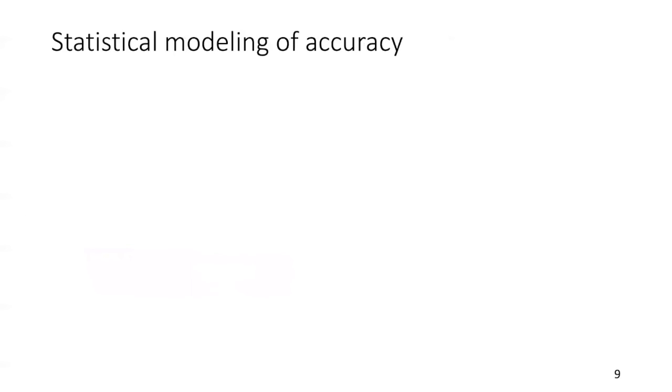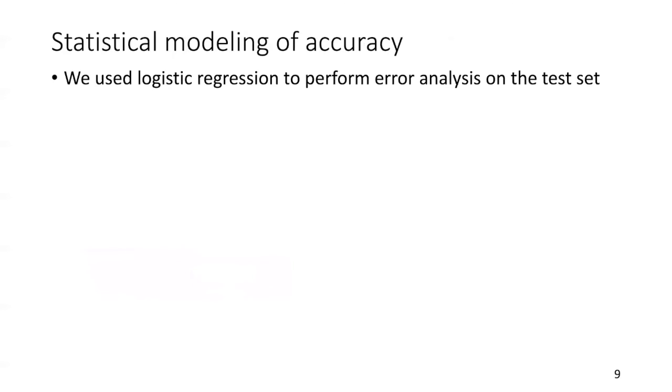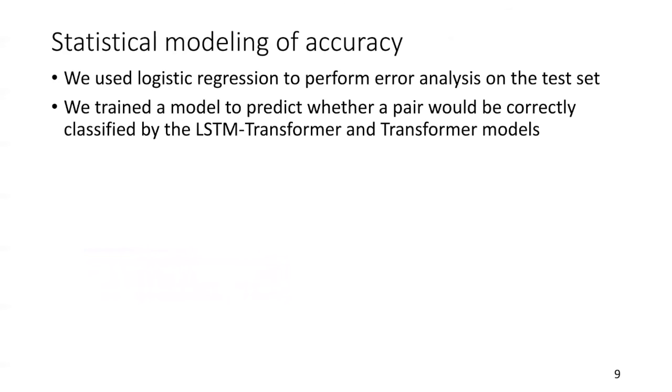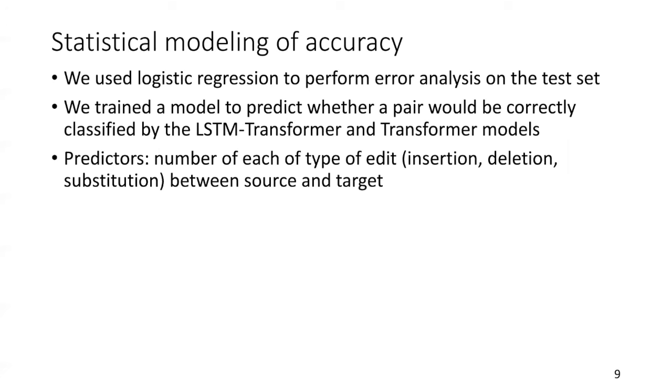Now, to dig a little bit deeper into this, we trained a statistical model using logistic regression to perform error analysis on the test set. Specifically, we trained it to predict whether a pair would be correctly transliterated by the LSTM transformer and transformer models. Both are using the transformer as a decoder, but they vary on whether they're using the transformer as the encoder. We're interested in that because we see a big increase in performance using the transformer as the encoder. The predictors in this model were the number of each type of edit, so insertion, deletion, and substitution between the source and target. We modeled in total almost 700,000 predictions, because we have a moderately large test set, 10 seeds per model, and 2 models here.